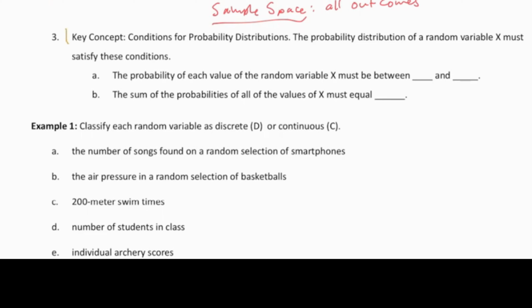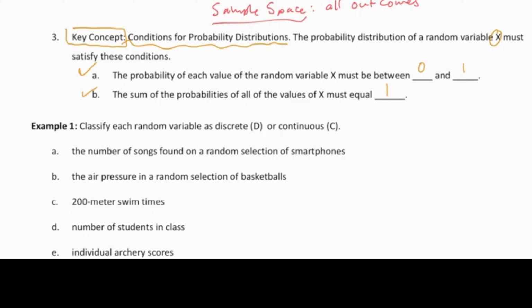All right, let's move on to key concept. Conditions for probability distributions. The probability distribution of a random variable x, again, the x can refer to the sum of 2 dice. It could be miles per gallon on my Honda Pilot. It must satisfy these conditions. The probability of each value of the random variable must be between, well, think about like rain. The probability it rains is between 0 and 100%, or 0 and 1.0 as a number. And the sum of the probabilities of all the values of x must equal 1 when you add them all up.